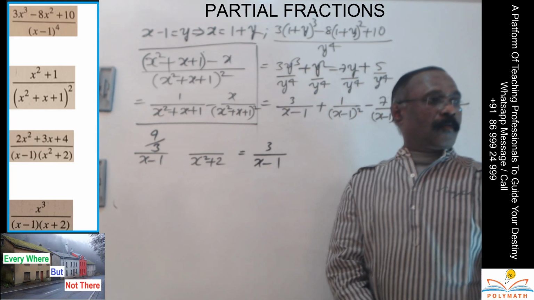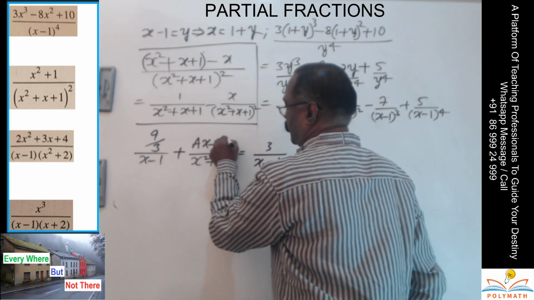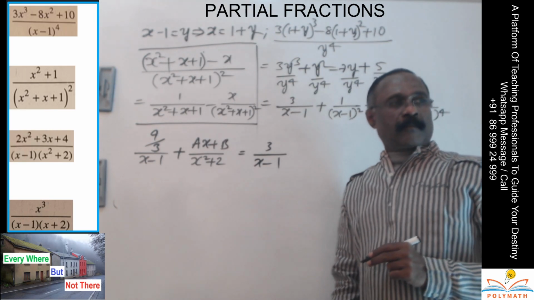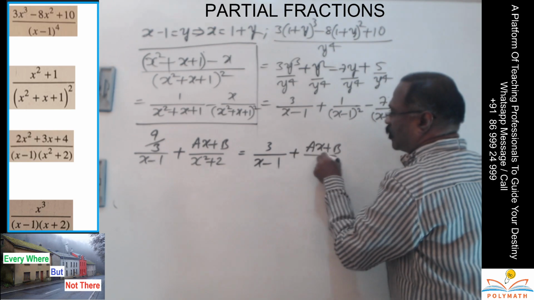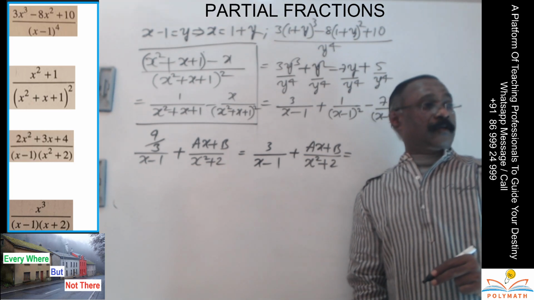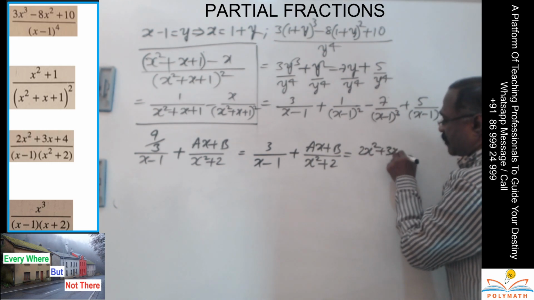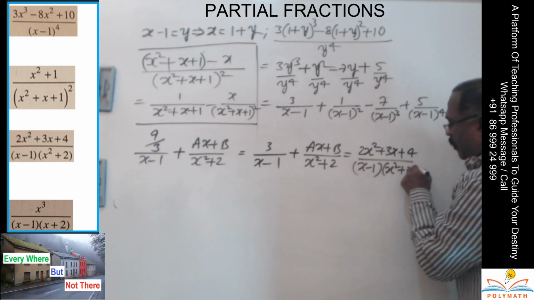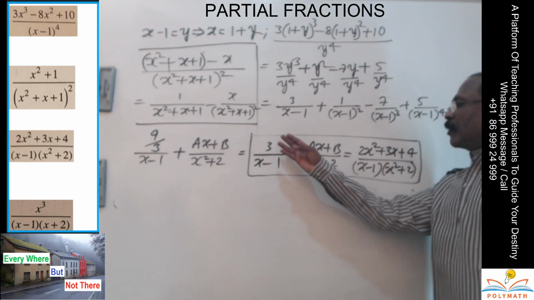Okay. Now, what is to be done next? Here you have to write ax plus b. Just listen to that, please. 3 by x minus 1 plus (ax plus b) by x squared plus 2, because we don't know this and we cannot apply the shortcut here. I am writing it again, is equal to the given fraction, 2x squared plus 3x plus 4 divided by x minus 1 into x squared plus 2. I wrote it. One fraction we have got, the second fraction we find out.